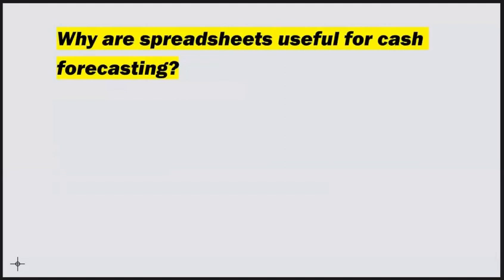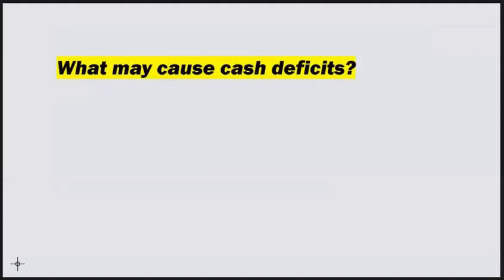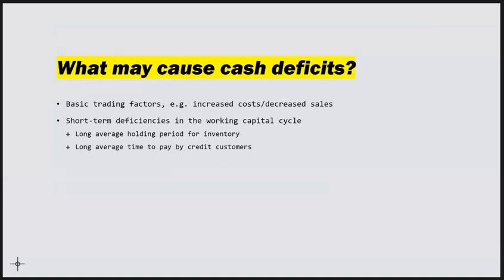So why are spreadsheets useful for cash forecasting then? So they are time-saving for preparing forecasts, and they are useful when completing the what-if analysis. Cash flow forecasts can also be consolidated with the use of a spreadsheet. So that's the basics then, but sometimes cash deficits will arise. But why? So it could be due to basic trading factors, increased costs, decreased sales. It could be due to short-term deficiencies in the working capital cycle, which could be as a result of a long average holding period for inventory, or it might even be a long average time to pay by credit customers.